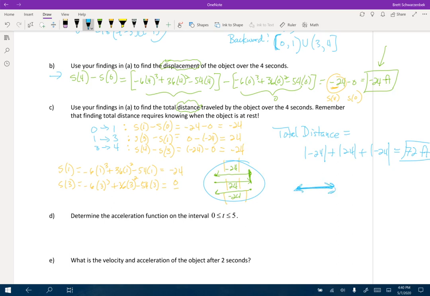I mean, you're not seeing anything, so I'm actually making those lines staggered, but in reality, you're doing it on top of each other, going back and forth on the same path. But the key is that we have to use where the object is at rest, what times, to split these up so that we can take the absolute value of each of those distances to get 72 feet for the distance. Okay, so let's talk about D.